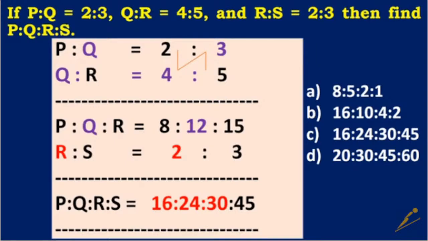R:S equals 2:3. P:Q:R:S equals 2 into 8 : 2 into 12 : 2 into 15 : 3 into 15. P:Q:R:S is equal to 16:24:30:45.